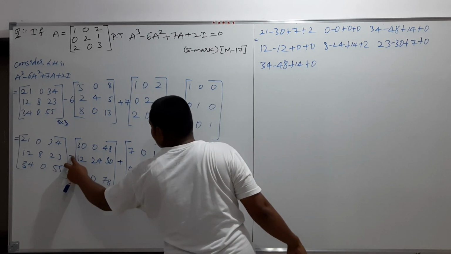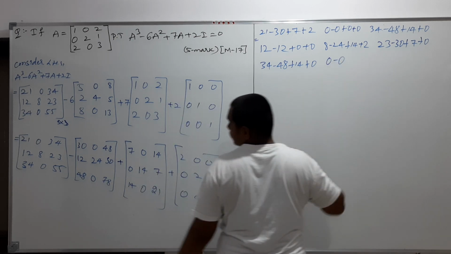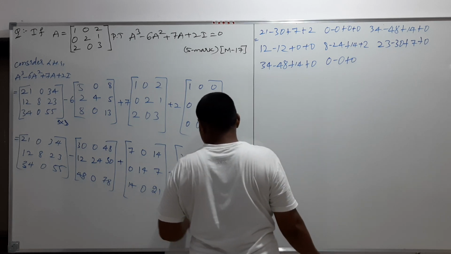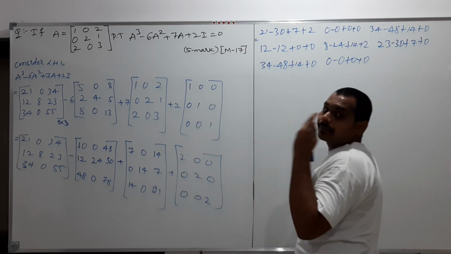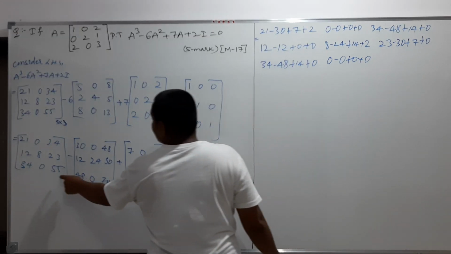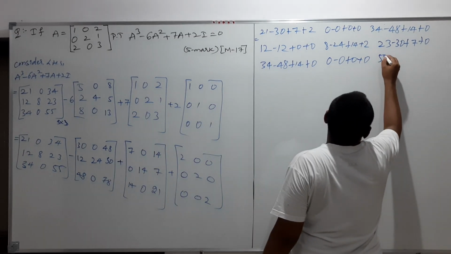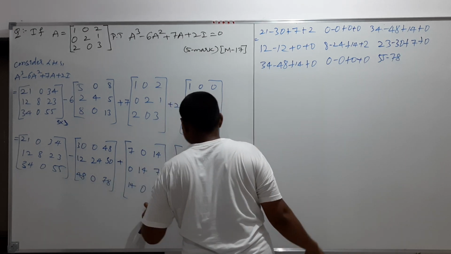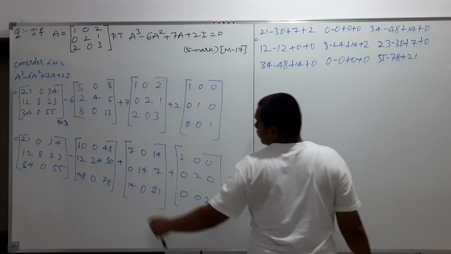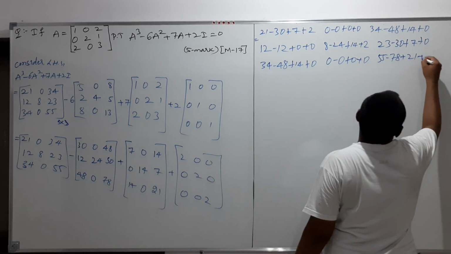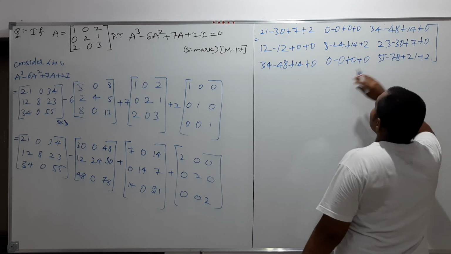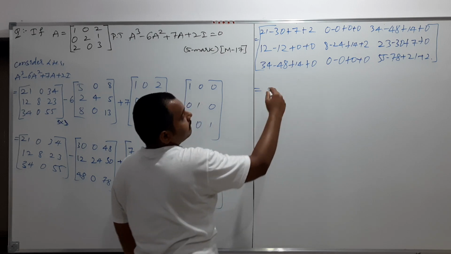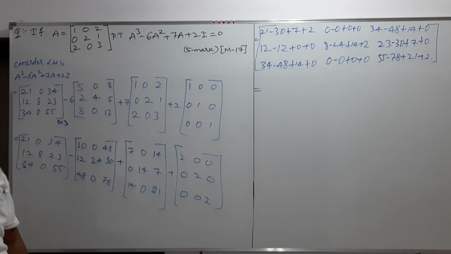Next, my dear students, 0 minus 0 plus 0 plus 0. Clear? Next, my dear students, 55 minus 78 plus 21 plus 2. So, my dear students, now you can simplify. After simplification, we should get this entire value as 0. Then our proof is completed.